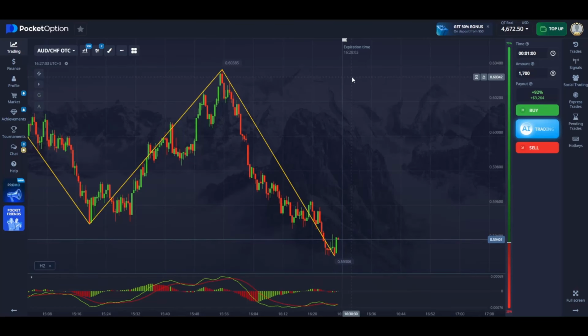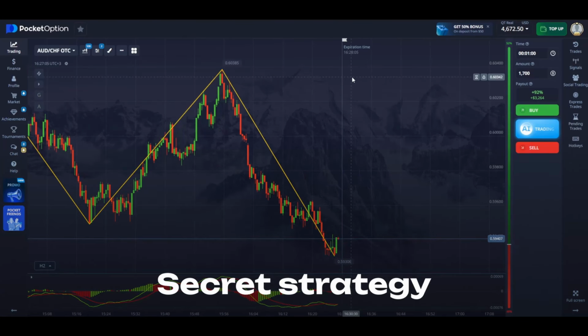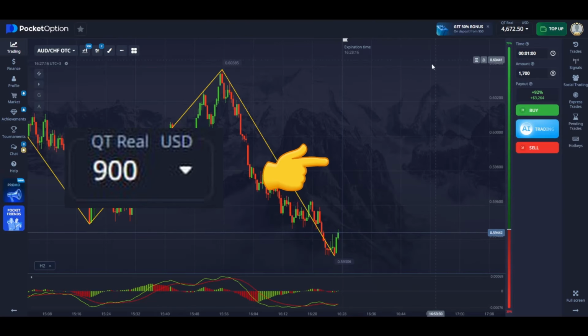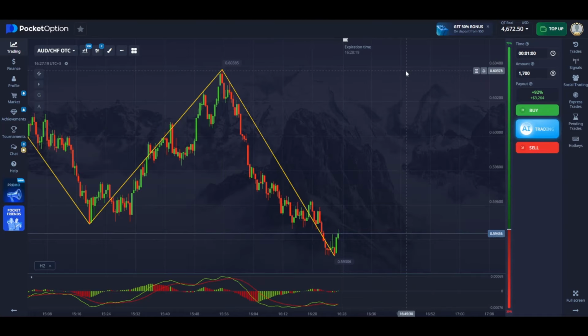So guys, our team and I have developed a secret strategy just for you. It consists of two indicators, the Mowgli indicator and the zigzag indicator. I've already tried out this strategy myself and turned $900 into $4,600. If you're curious about how this strategy works, then let's not waste any time and get this video started.